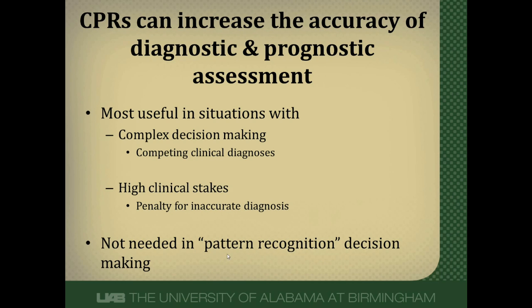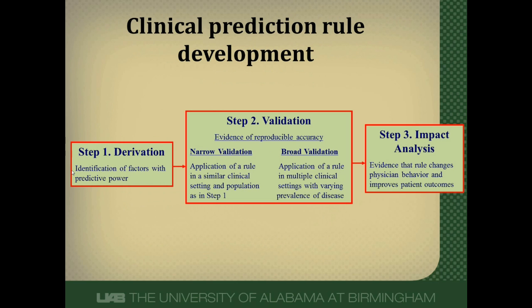What I don't need is clinical prediction rules in the setting of pattern recognition or simple decision making. So for example, if somebody comes in with an erythematous leg, it's warm to the touch, they have a little bit of fever, I find an entry source for infection, I know that's cellulitis. I don't need a clinical prediction rule to help me determine that that's cellulitis. So clinical prediction rule is most useful for very complex decision making.